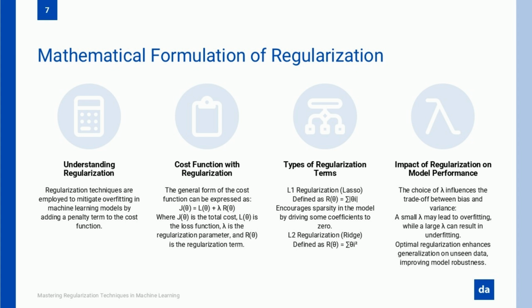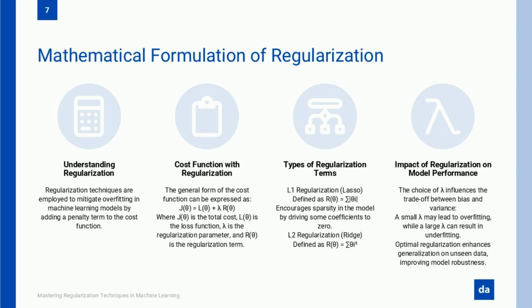J of theta equals the sum of squared errors plus lambda 1 times the sum of the absolute values of the coefficients plus lambda 2 times the sum of the squared values of the coefficients. It takes the best of L1 and L2. It removes useless features, L1, but also smooths out the ones that stay, L2.